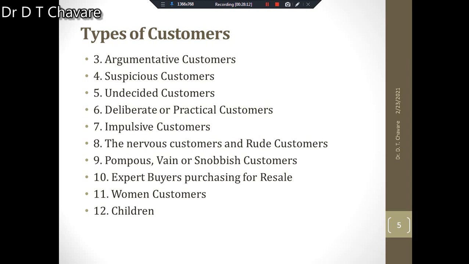And the last type is given here, that is the children customer. They love to handle the products. Children love to handle the products and like colorful and new products. They are emotionally delicate. That's why such type of customers you should handle carefully. Be truthful and friendly with such type of customers.